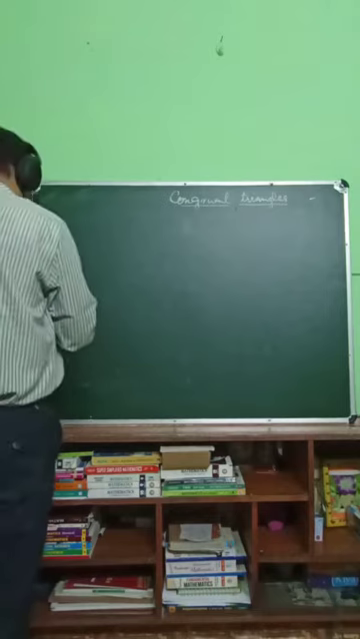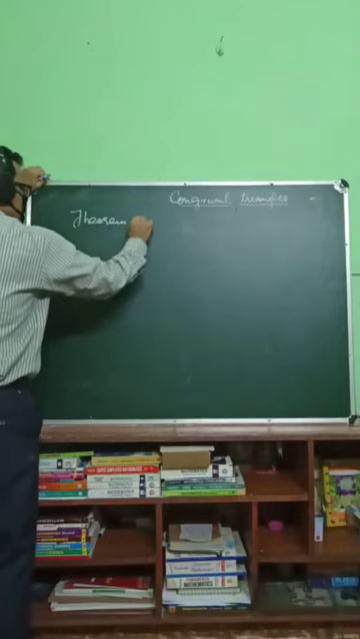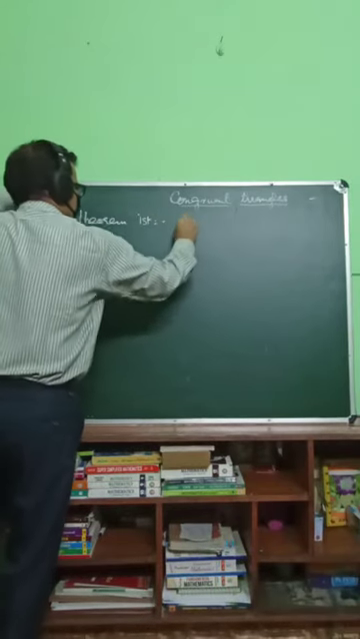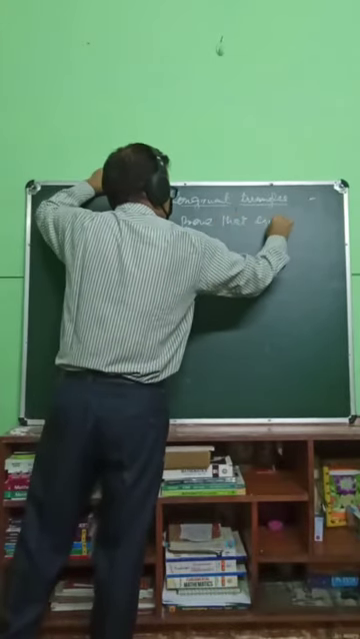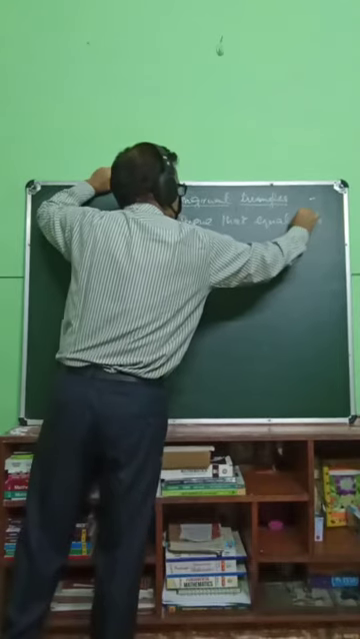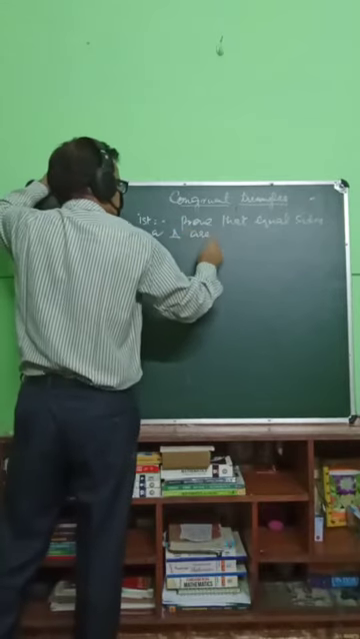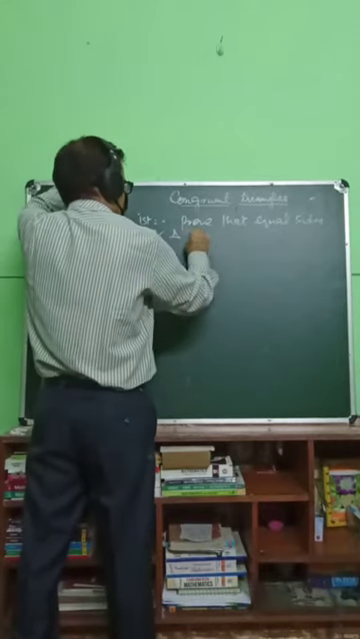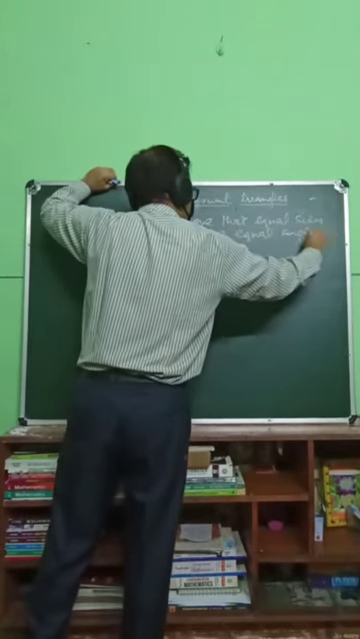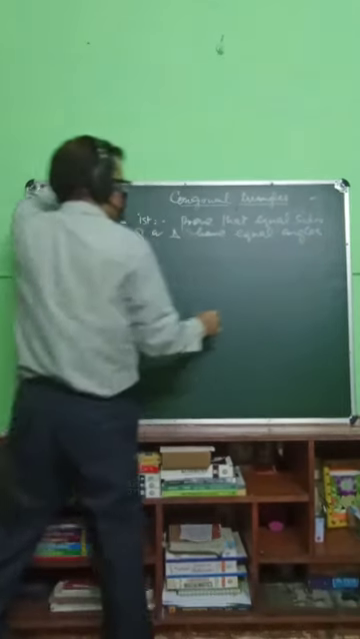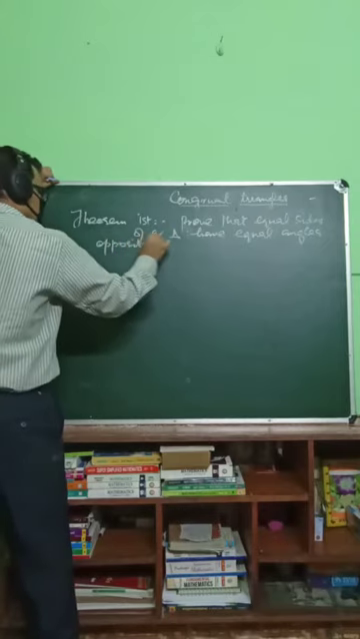What this says, the theorem, prove that theorem first on this chapter, prove that equal sides of a triangle have equal angles opposite to them.